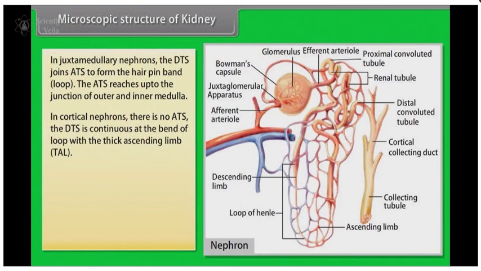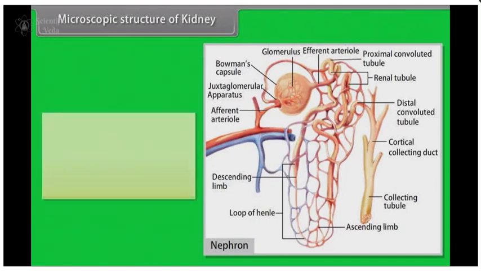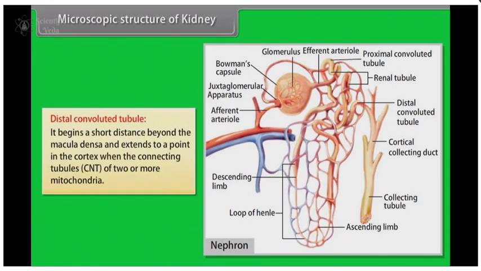The DTS is continuous at the bend of the loop with the thick ascending limb. Near the end of the thick ascending limb, the nephron passes between its afferent and efferent arteriole. This short segment of the thick ascending limb is called macula densa. Distal convoluted tubule. It begins a short distance beyond the macula densa and extends to a point in the cortex where the connecting tubules of two or more nephrons join.